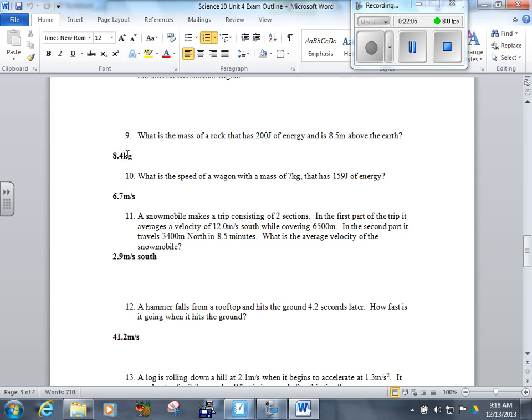Okay, so the mistake is right here, guys, on number 9. This should end up being 2.39 or 2.4. Let's say it's 2.4, not 8.4. I'm not sure what happened there, but there is a mistake on there. It should be 2.4 kilograms, as 200 over 9.81 times 8.5 is not 8.4.